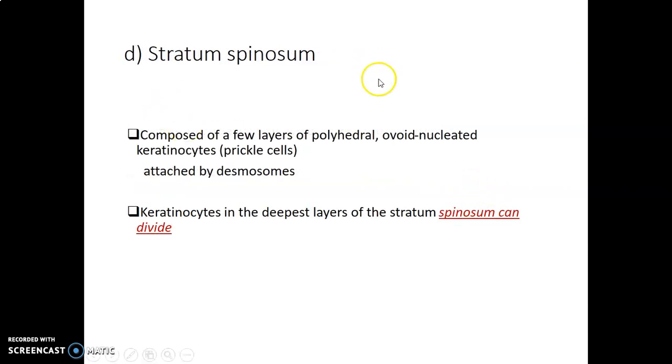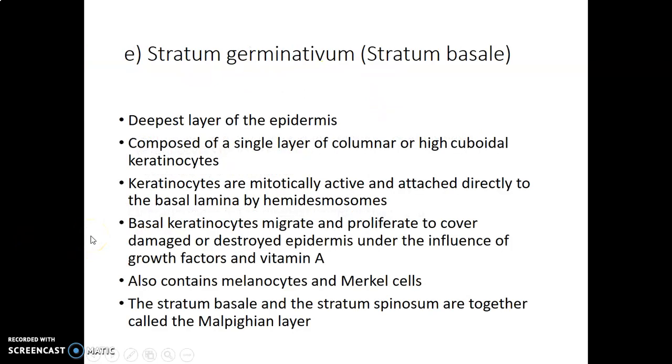Then the stratum spinosum contains few layers of polyhedral nucleated keratinocytes. So these keratinocytes are polyhedral in shape with nuclei that are ovoid. And the cells are attached by desmosomes, and the keratinocytes in the deepest layer of this stratum spinosum usually have the ability to undergo mitosis so they can divide.